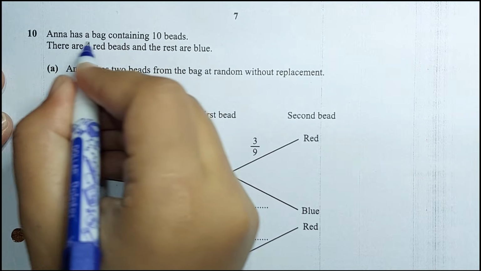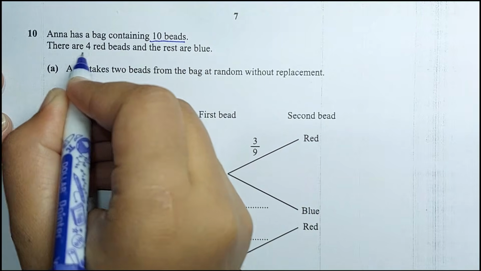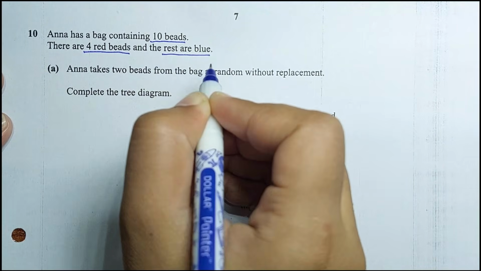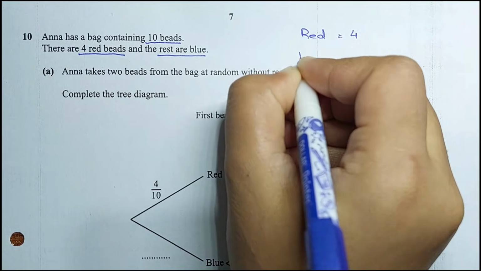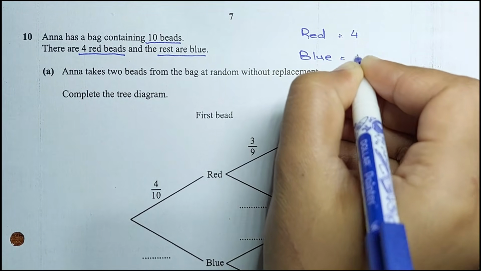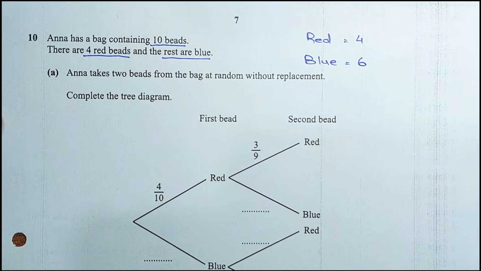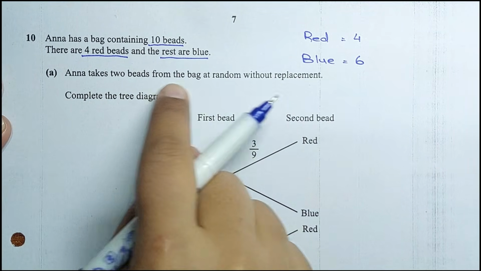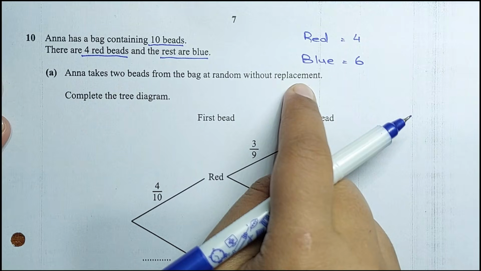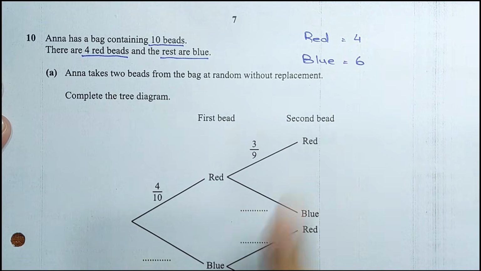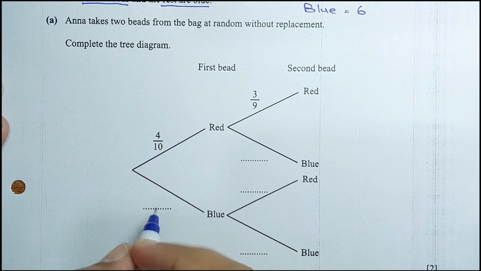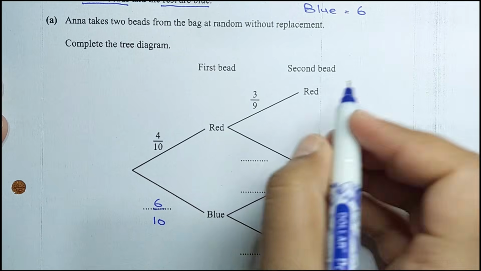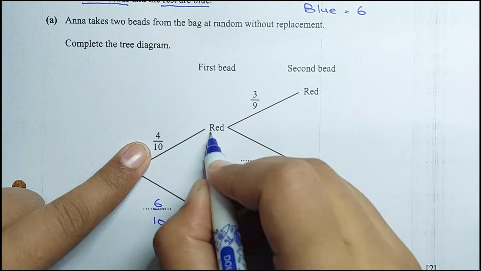Question number 10. Anna has a bag containing 10 beads. There are 4 red beads and the rest are blue. Okay, so the red beads are 4 and the blue beads are 6. The total is 10. Part A, Anna takes 2 beads from the bag at random without replacement, meaning without putting the beads back. Complete the tree diagram. First bead and second bead. The red are 4 out of 10 and the blue are 6 out of 10. For the second attempt, the red are now red and red.